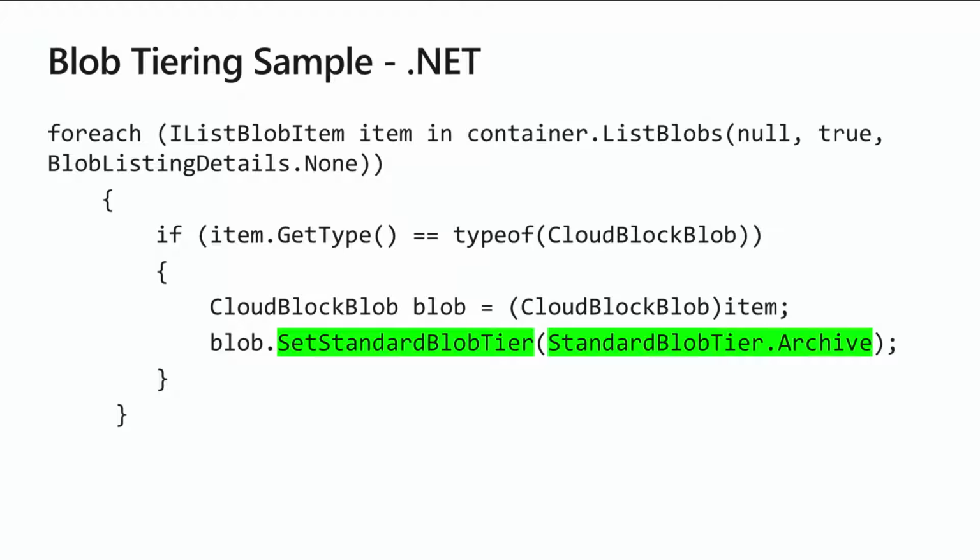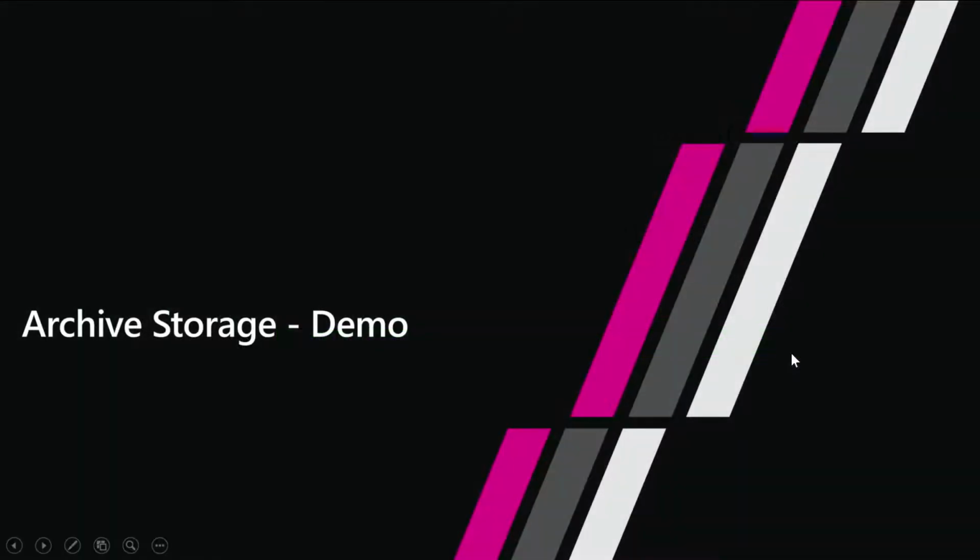So here's an example of this in a code sample for .NET of how easy it is to set the object lifecycle for a single object. So you have your typical cloud block blob item, and you can go ahead and just call set standard blob tier on that item and define a tier. So let's go take a look at this in the portal.